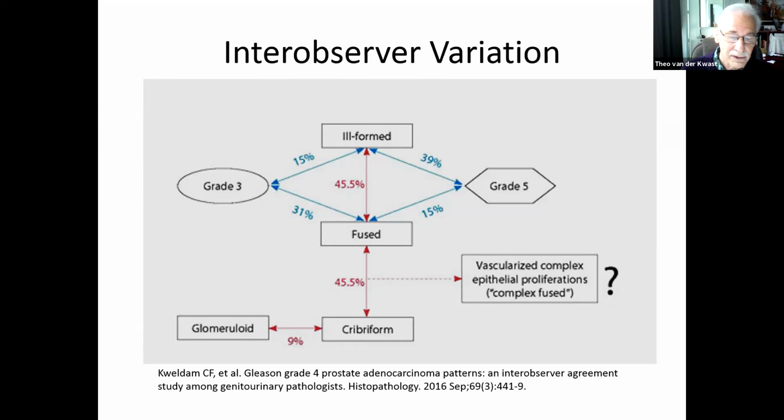most discrepancies were between grade 3 and ill-formed or fused glands on the one hand, as can be seen in the upper part of the scheme, while fused glands and cribriform may also cause confusion. A pattern consisting of anastomosing strands, termed complex fused glands, was also shown to cause disagreement to call cribriform pattern. And we will see in the later part of my lecture some examples of this. Occasionally, the glomeruloid pattern can also cause disagreement in pattern attribution.